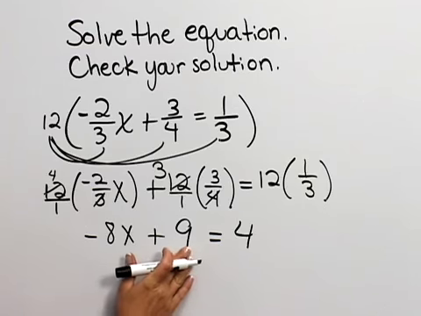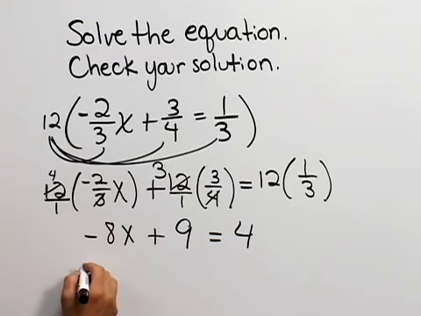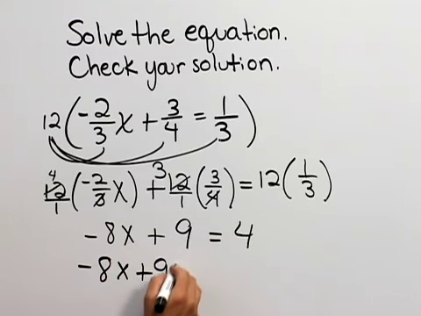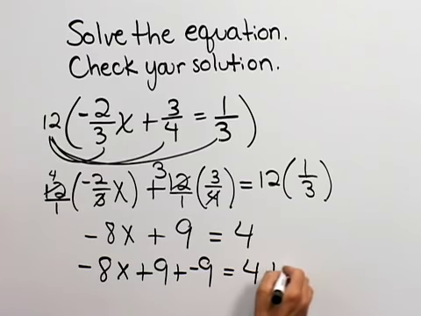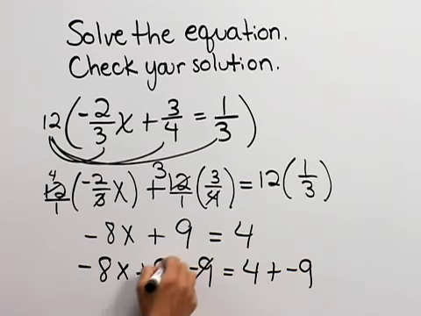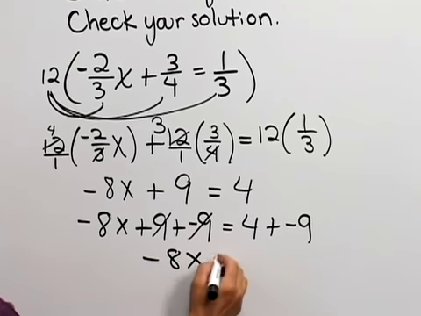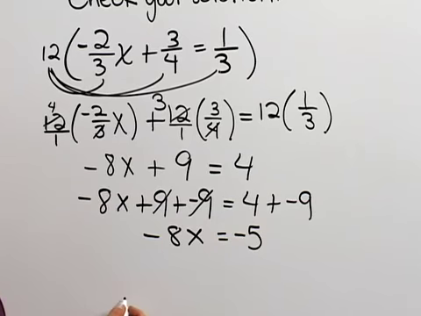We want to move this positive 9 first. So the opposite of a positive 9 is a negative 9. So we'll add negative 9 to both sides of the equation. In doing that, that makes the 9 and the negative 9 here cancel. So we have a negative 8x equaling 4 and negative 9 is negative 5.